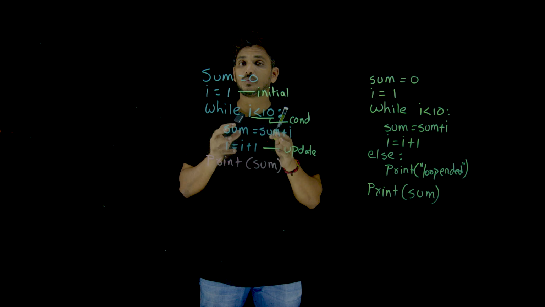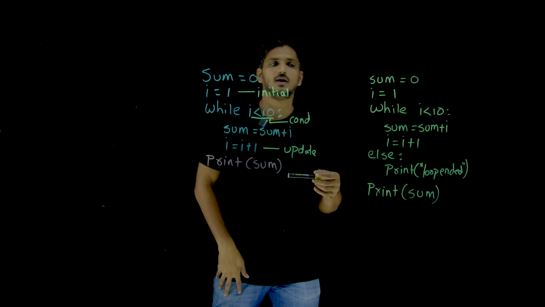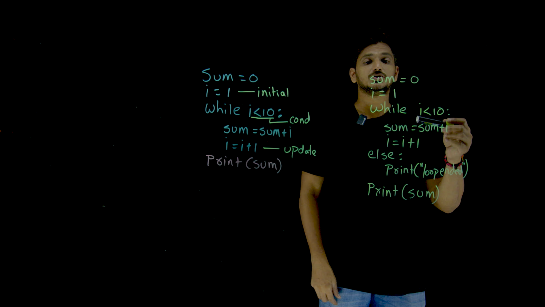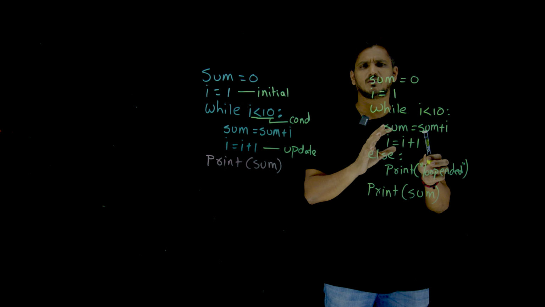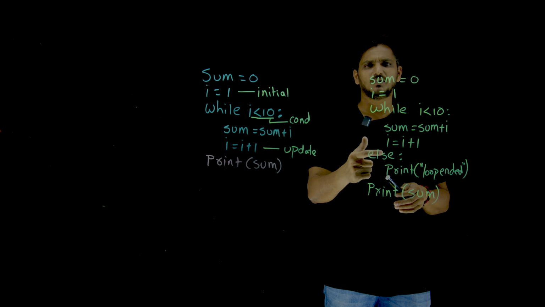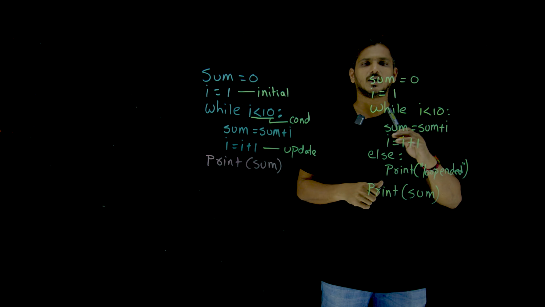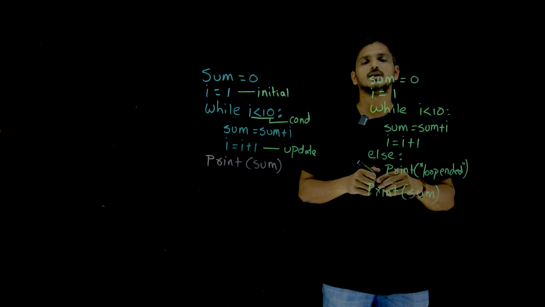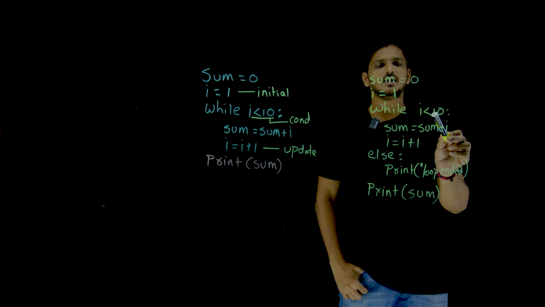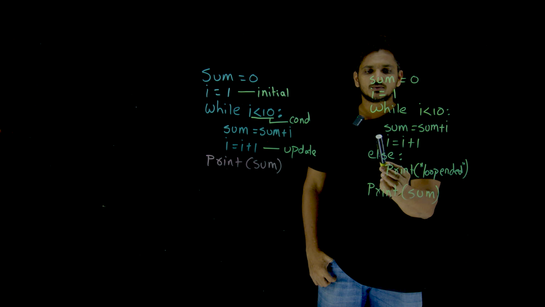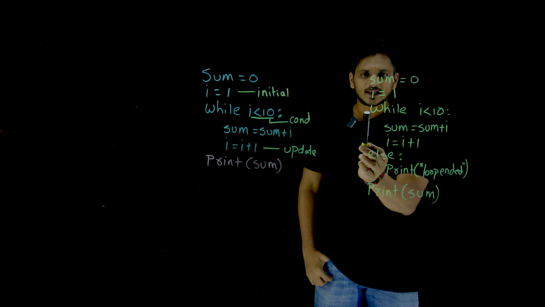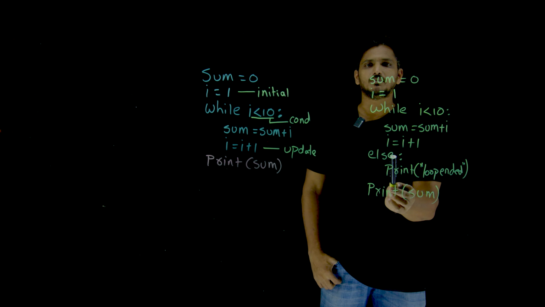One more important point you need to understand: we can use else in the while loop also. This type of syntax is available only in Python. For the remaining languages, we don't have this else statement for loop constructs. Now let's try to understand what happens if you use this else statement and how we write it. While the same logic, while i less than 10, sum is equal to sum plus i, i is equal to i plus 1. Because this is the body of the loop, and exactly here you have to write the else statement.